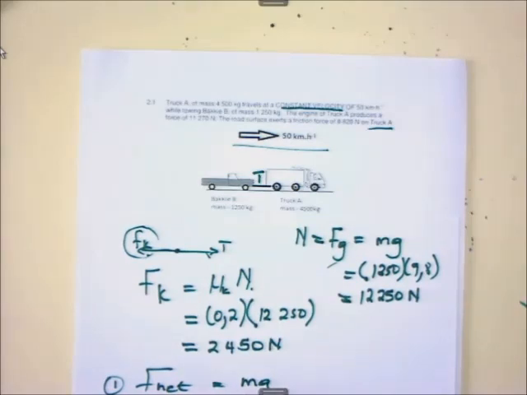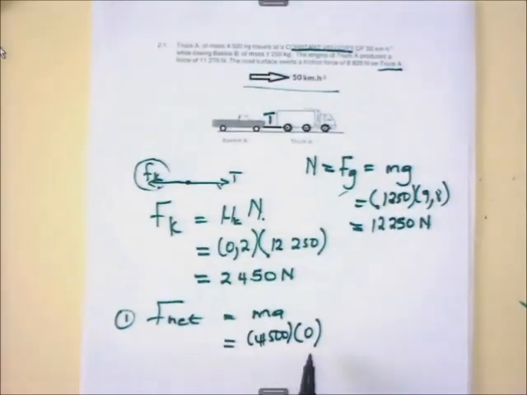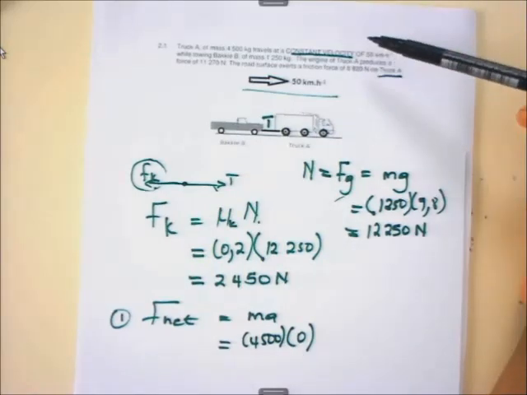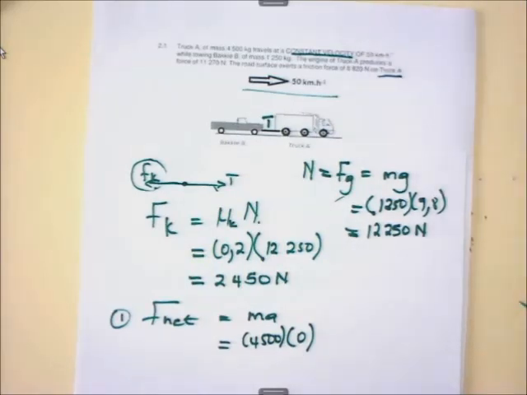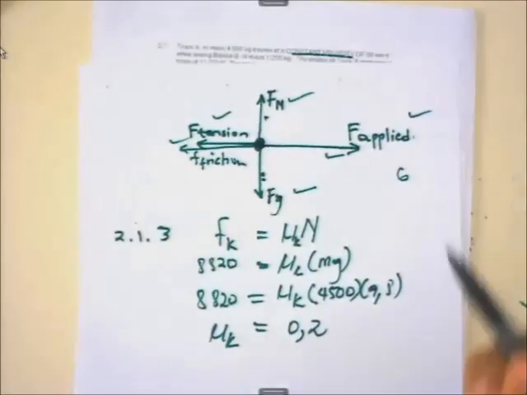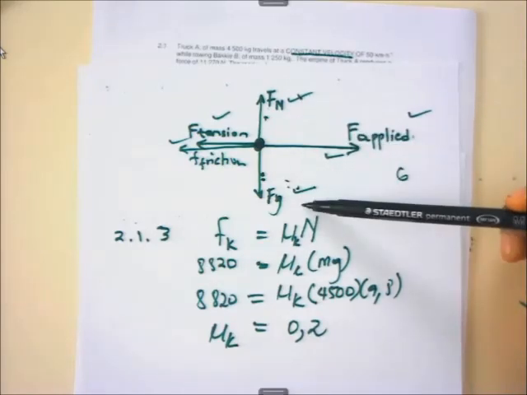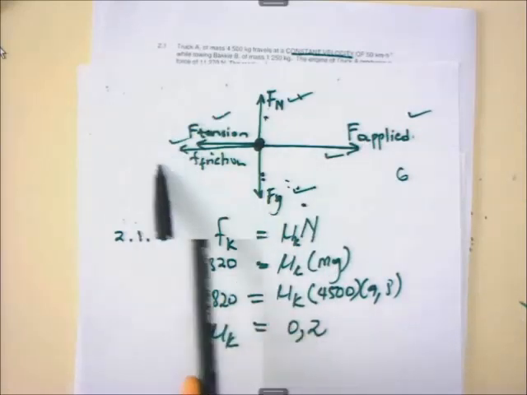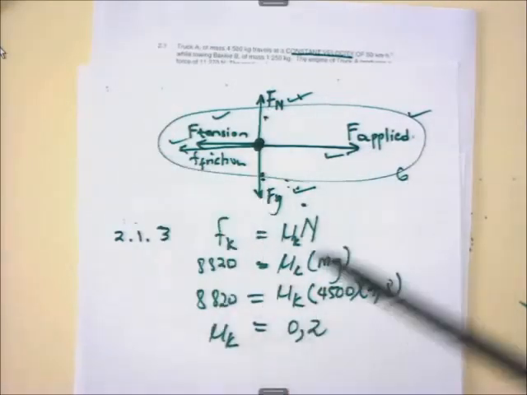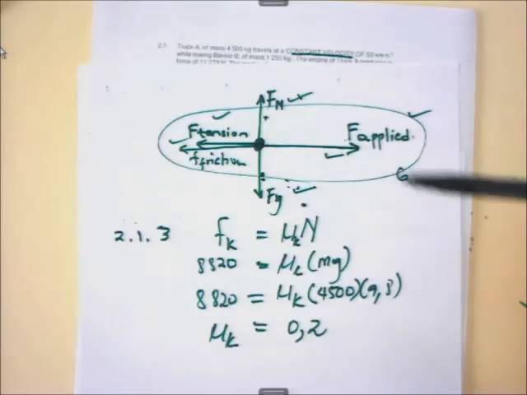For ma, we have 4,500, which is the mass, times 0. Where is this 0 coming from? This 0 comes from the constant velocity. So if the velocity is constant, the acceleration will be 0. Now, for F net, because we identified the forces acting on an object, and these vertical forces are not doing the work, I cannot use these forces for my F net. But these three forces will help me to get what I'm required to calculate.